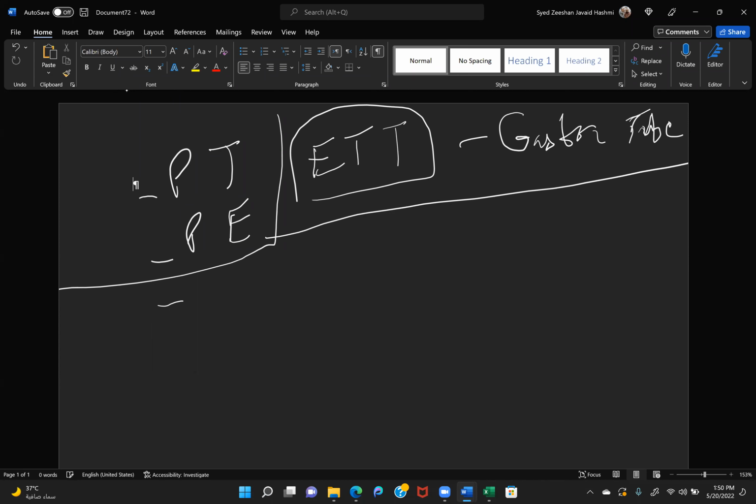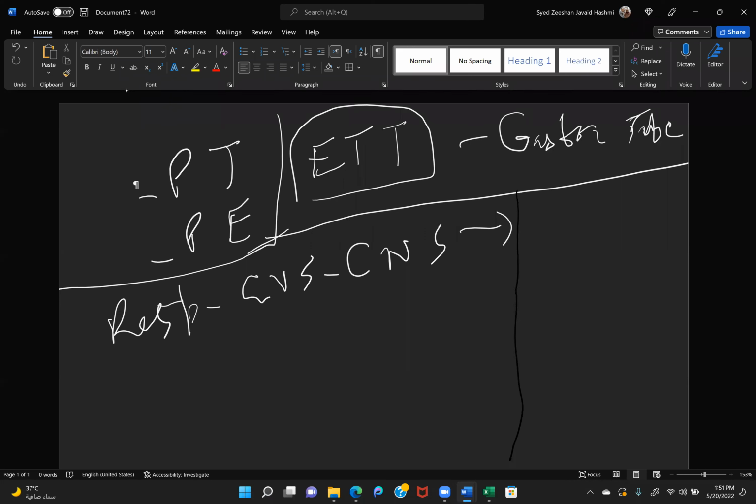So I think this is how you will be evaluating the patient related to the respiratory system and CVS. These three systems we have covered. Now what else? Now we will be trying to look into the other things. One of the most important things is intake and output.